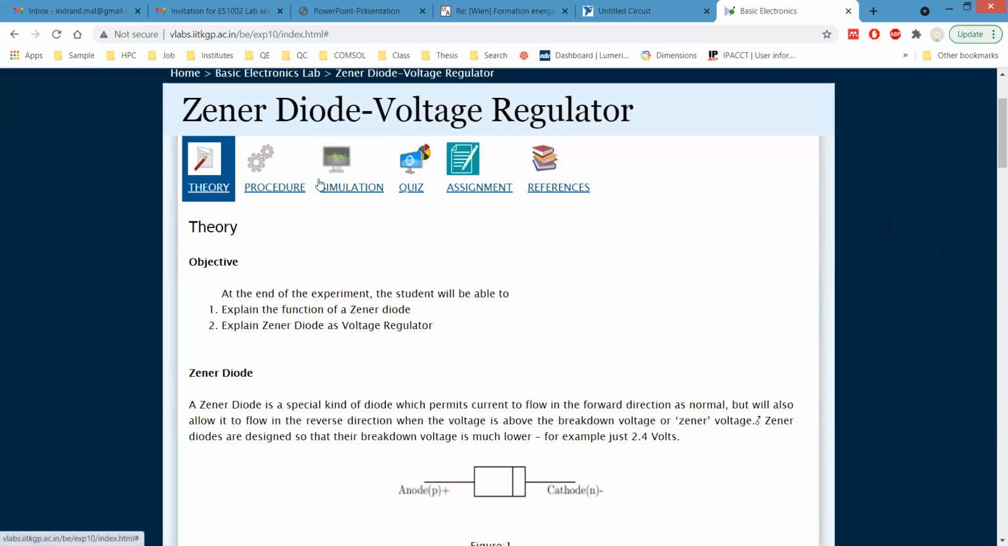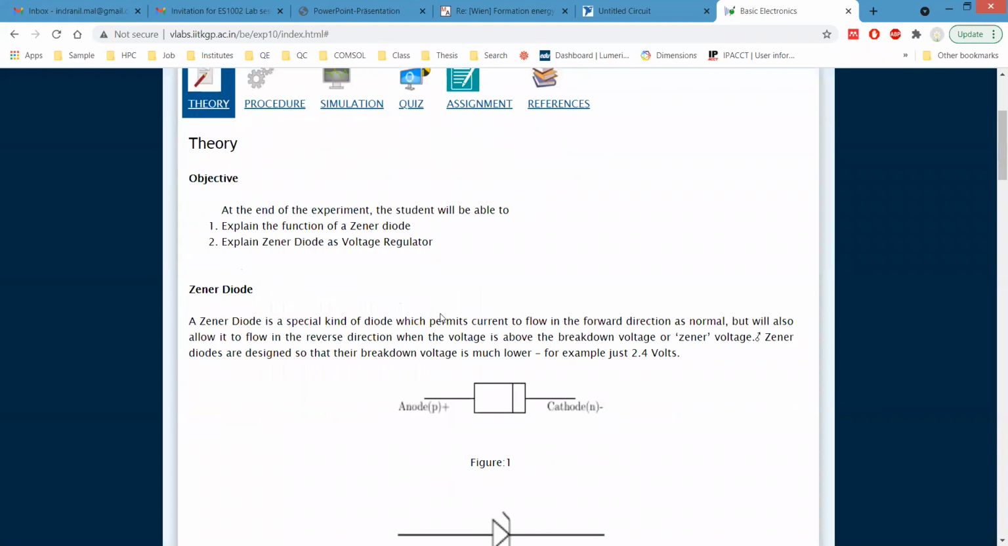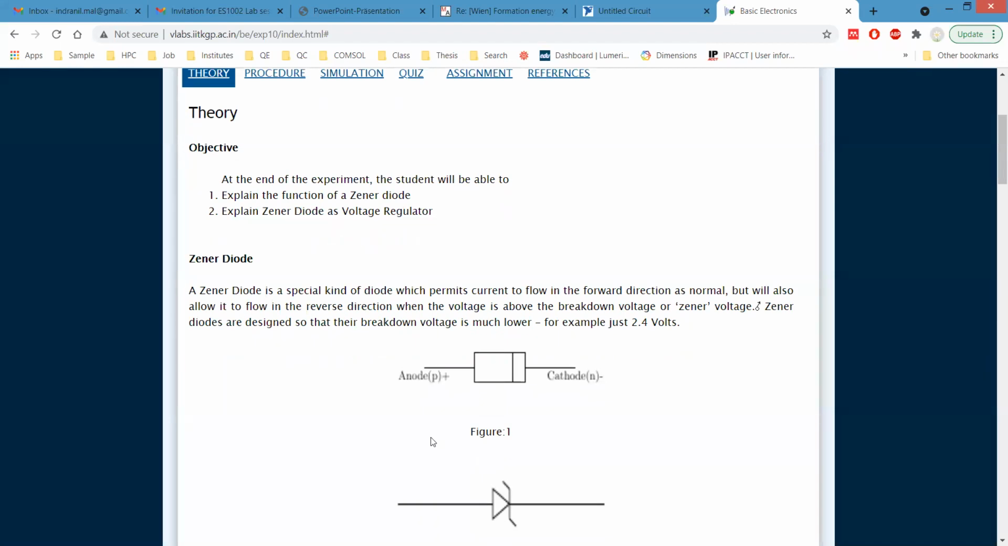What is a Zener diode? It is basically a special purpose diode. The prime difference is that in a PN junction diode in reverse bias, there will be no current. But in a Zener diode also, in reverse bias, there will be no current until a particular voltage. That voltage is called the breakdown voltage of that Zener diode.